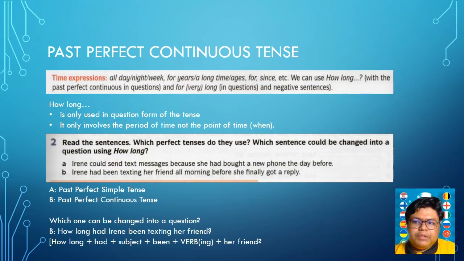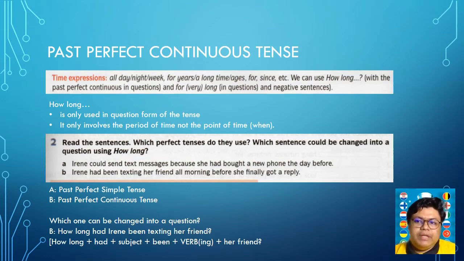Okay, now we are talking about time expressions. What are the time expressions that we normally use for past perfect continuous? We use all day, all night, or all week, for years, for a long time, for ages, for and since. Another time expression that we haven't discussed yet is how long. So how long is normally used in the question form. As you can see there, how long with the past perfect continuous in question.